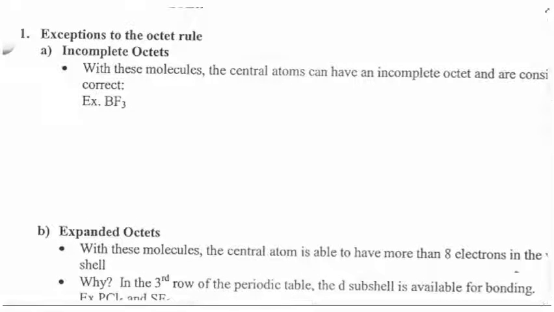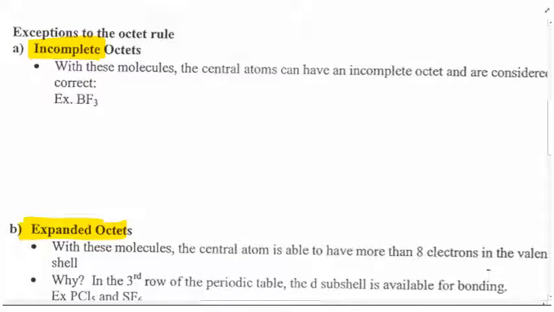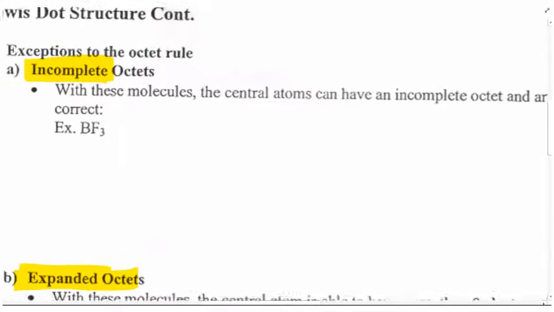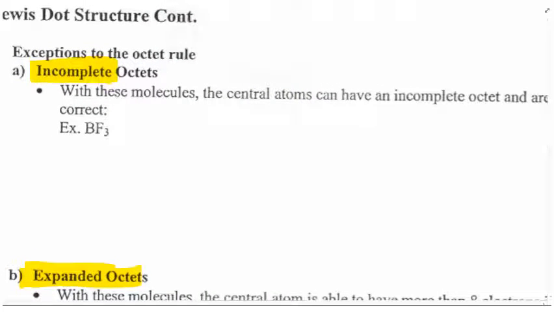So there are 2 different exceptions to the octet rule. The first one is the incomplete octet, which means less than 4 pairs, right? And the second one is called the expanded octet, which means more than 4 pairs. Okay. Now, for the incomplete octet, the only atom that I know that has an incomplete octet is boron. Okay. So boron is the one that I'm going to ask you to remember. Boron is going to be the central atom that has an incomplete octet.